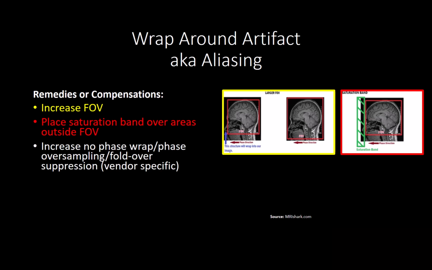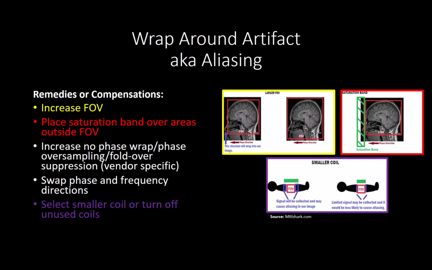You can increase no phase wrap, phase oversampling, or fold over suppression. These are all vendor-specific terms, but simply you're oversampling the data. You're allocating a pixel position for that signal that you're receiving, so it doesn't wrap into the image. You could swap the phase and frequency directions. This does not eliminate the artifact, but you can remove it from the region of interest. And always make sure you're selecting the smallest coil for the body structure and turn off unused coils.